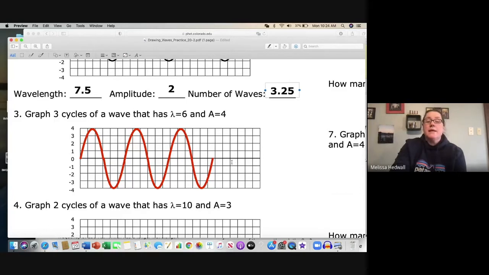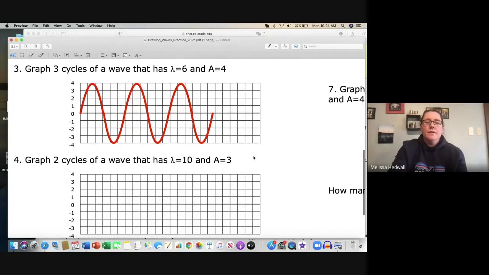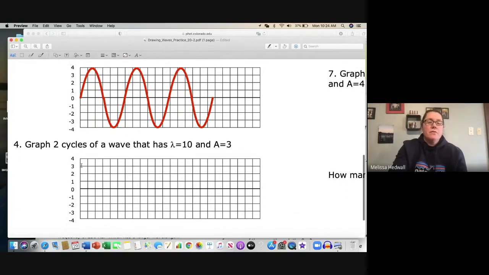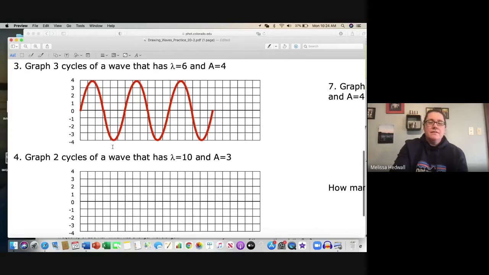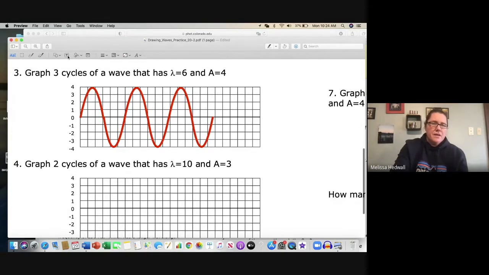I know there's space to fit another one here. It's not. It's very specifically asking that you only have 3. So we can do the same thing over here. If we have a graph of 2 wave cycles that have a wavelength of 10 and an amplitude of 3.